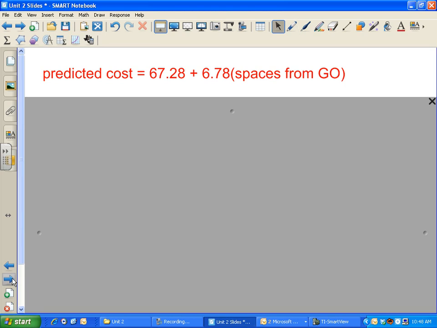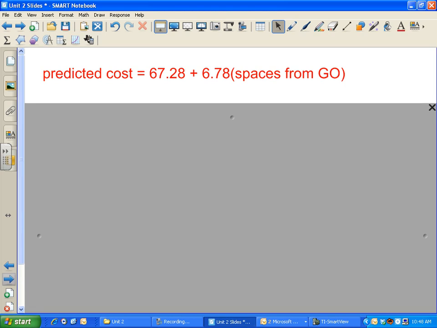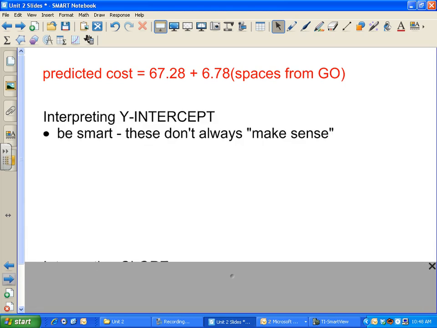One thing you're going to be asked to do with an equation is to actually interpret it, to explain what it means. I know you can punch the buttons in your calculator and find the equation, but can you explain it? So the first thing I'm going to ask you to explain is the Y-intercept. That is the constant, the number that's alone and not next to the variable. Now, I said be smart. These don't always make sense, and I will show you what I mean by interpreting this one.